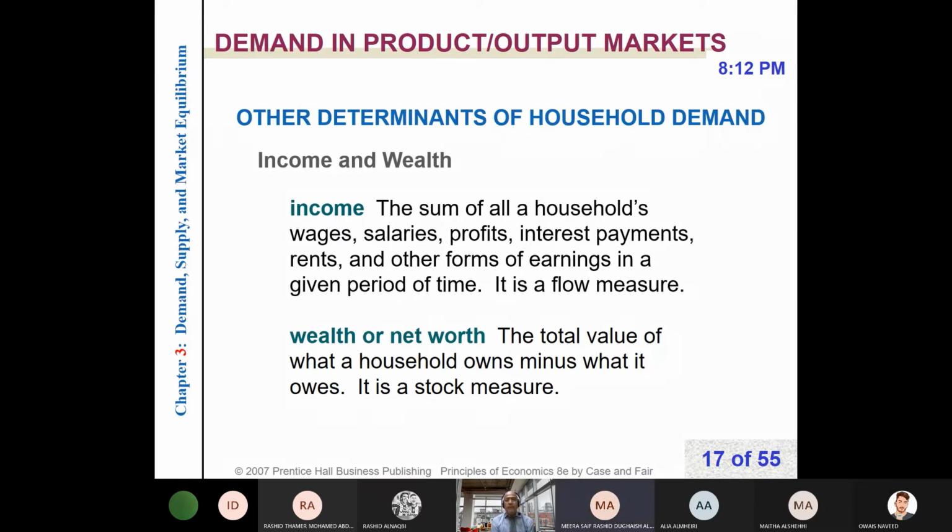Income and wealth. Income is the sum of all households' wages, salaries, profits, interest payments, rents, and other forms of earning in a given period of time. It's the flow measure.